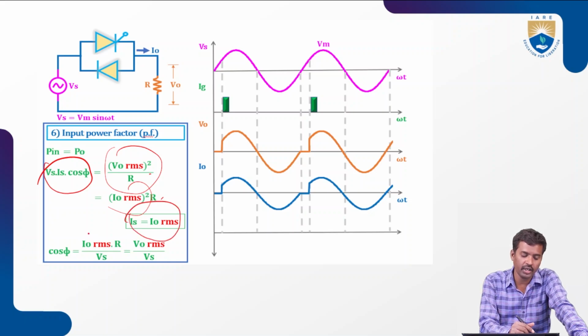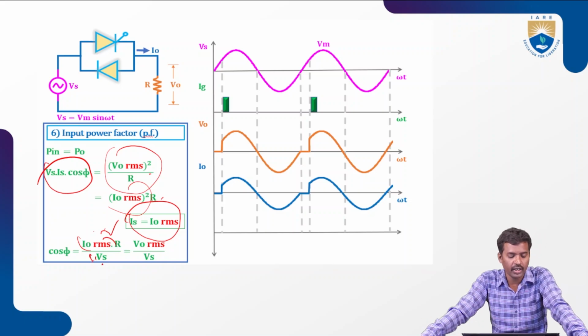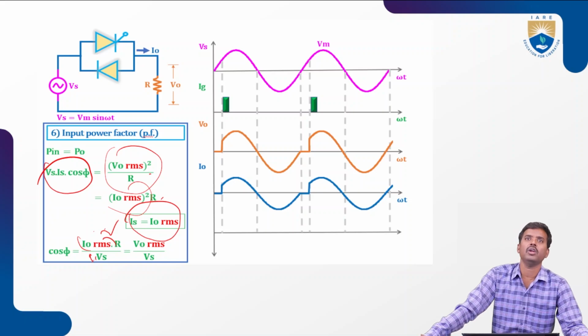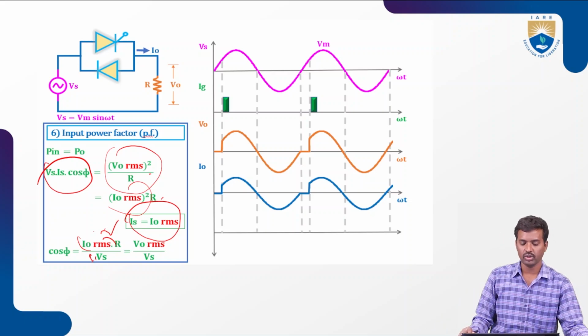Now here, I naught RMS square by Vs into Is. Here the Is gets cancelled. So I naught RMS into R by Vs, so V naught RMS by Vs. So this is common for all converters, AC voltage controllers.